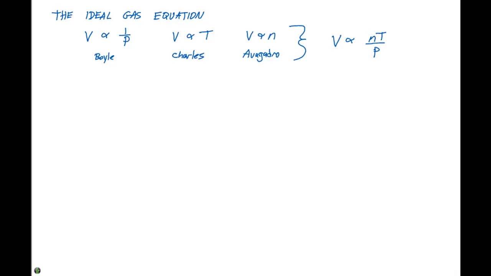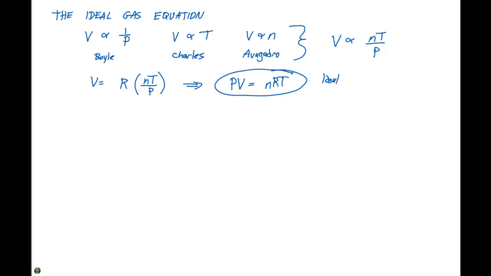And what we can do with this is we can say that rather than have this proportion, the volume is going to be equal to some type of constant R times N times T divided by P. And if we rearrange the variables in this particular equation, we get that pressure times volume is going to equal N, the number of moles, times R times T. And this expression right here is known as the ideal gas equation.